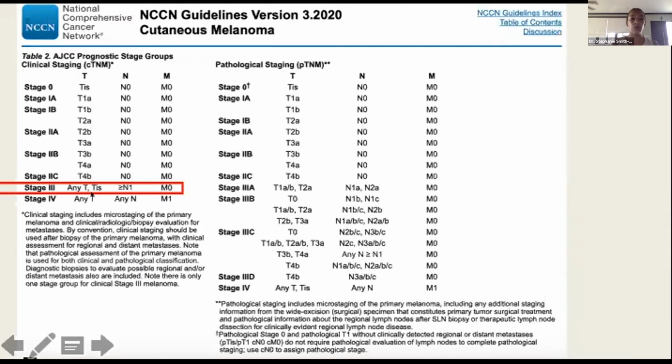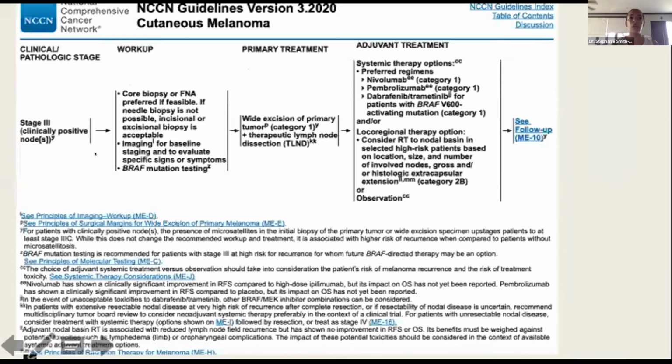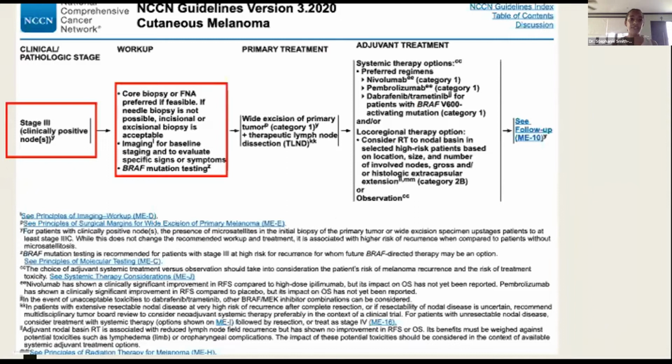They make life so easy for us. They break it down on how to manage every stage of these patients. So a stage 3 patient with clinically positive nodes, first thing you'd want to do is confirm that the nodes are involved by doing a core needle biopsy or fine needle aspiration. If not feasible, then you can do an incisional or excisional biopsy of one of these involved or clinically palpable lymph nodes.